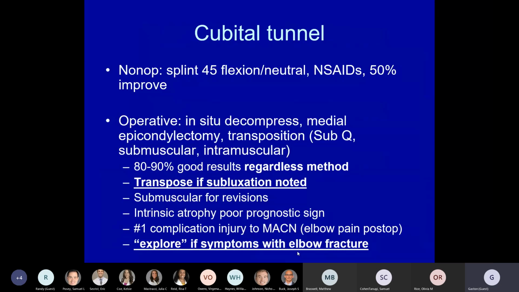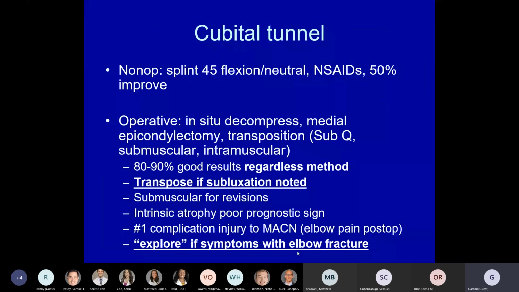Non-operatively, you're going to want to put them in a splint in about 45 degrees of flexion. Anti-inflammatories initially. If that fails, surgery. The surgical questions that have now come up, there's plenty of studies showing in situ decompression gets the same result as anterior transposition. The exception would be if they give you preoperative or intraoperative nerve subluxation, then you'd be looking for transposition. Medial epicondylectomy is no longer required for these. 80 to 90% good results.